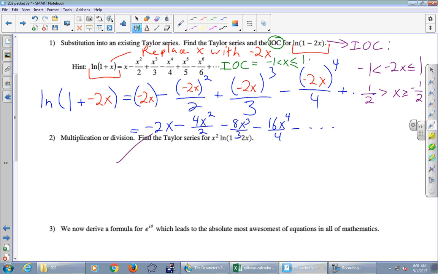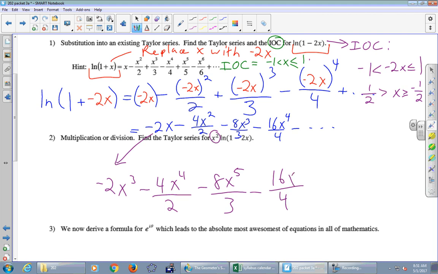So the first term becomes negative 2x to the third minus. I'm not reducing any fractions here. That's the new power of x. Remember, everything is getting multiplied by this x squared right here. So what's this one? x to the 4 minus, I got an 8, I got a 3, x to the 5th minus 16 over 4, x to the 6. That's it.